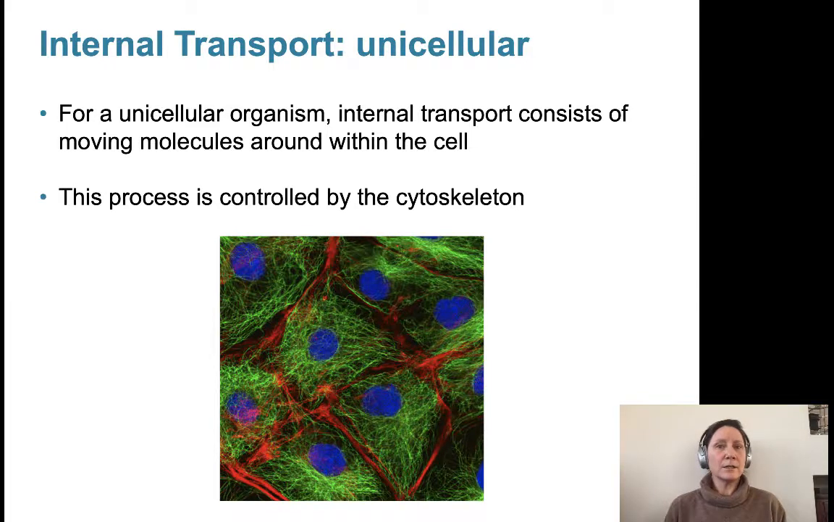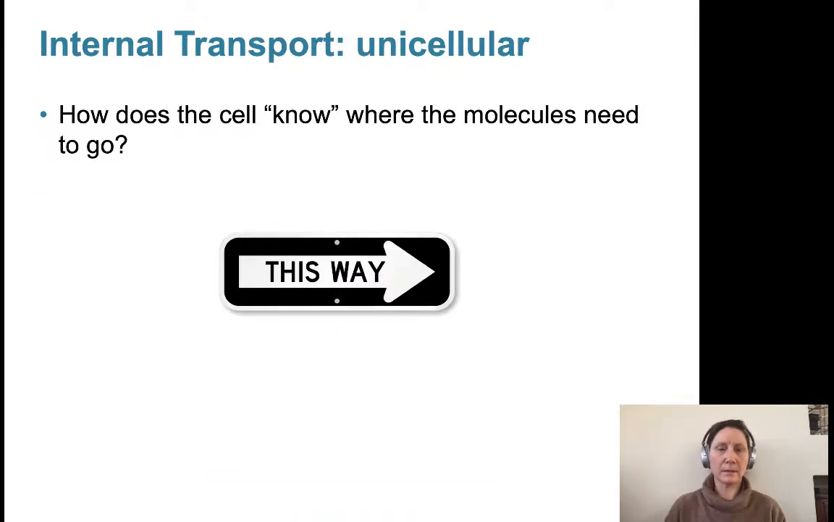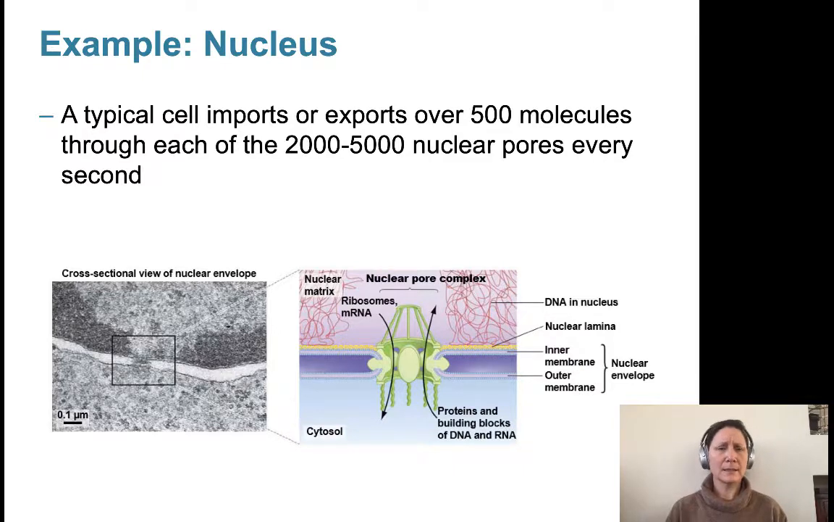So when we're talking about transport within unicellular organisms, there are cytoskeletal elements that work together to move things through the cell. This is a picture of organelles within a cell and some of the cytoskeletal elements. So the real question is, how does the cell know when proteins or a variety of compounds and molecules are in the cell or are being processed in the cell? How do they know where they need to go? Well, they do know, sort of.